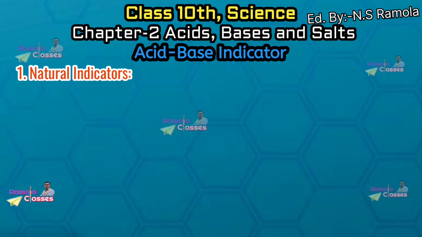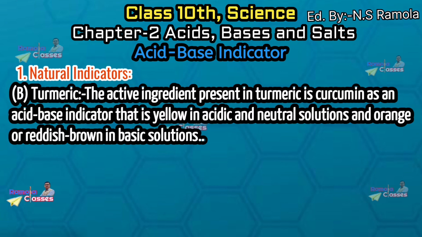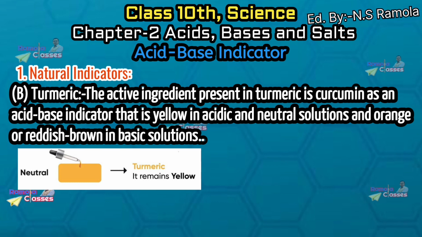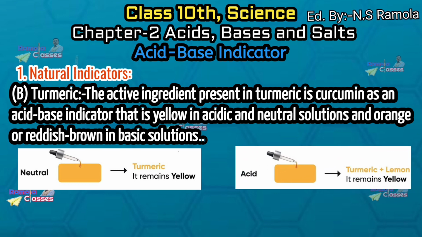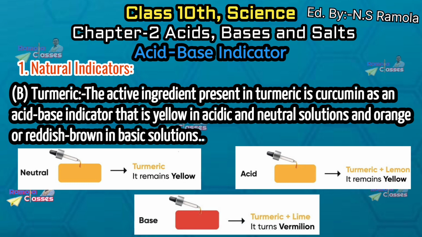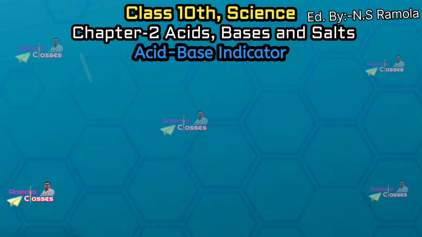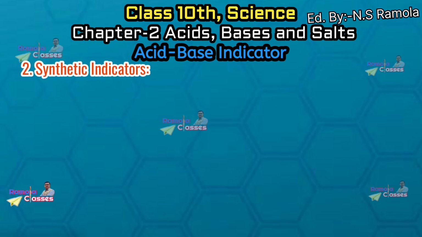The second example of a natural indicator is turmeric. The active ingredient present in turmeric is curcumin. As an acid-base indicator, it is yellow in acidic and neutral solution, and orange or red-brown in basic solution. In neutral it remains yellow, and in acid it also remains yellow, but in case of a base it turns red.